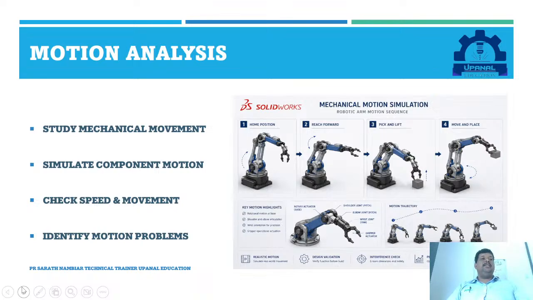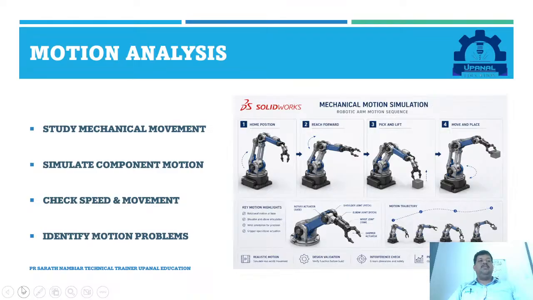The next capability is motion analysis. We have already seen how simulation can help us understand how a component behaves when a load is applied. Motion analysis looks at something different: how the components move. Many machines contain moving parts. Think about a gearbox, robotic arm, conveyor mechanism, linkage, or even a simple door hinge. The different components have to move in a controlled way and interact correctly with each other.